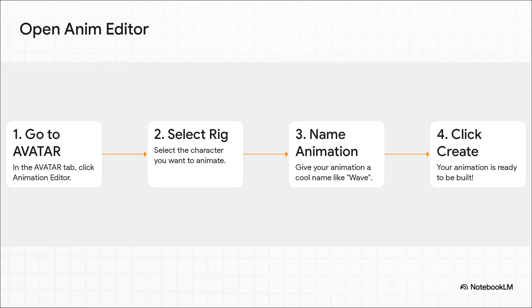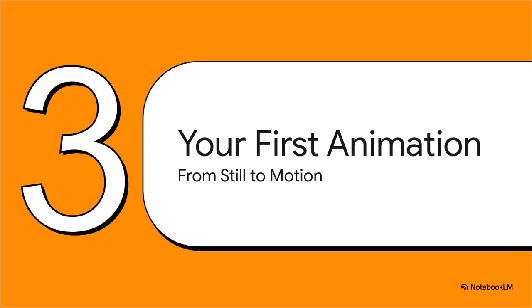All right, with our rig in place, it's time to open up the main event. Back in that same Avatar tab, click on Animation Editor. Now just click on the rig you just made, give your animation a cool name, we'll just call ours Wave for now, and hit Create. And there you have it. Your animation studio is officially open for business. This is it. This is the moment you've been waiting for. We are about to take that still, lifeless character and give it its very first spark of motion. Let's make this thing wave.